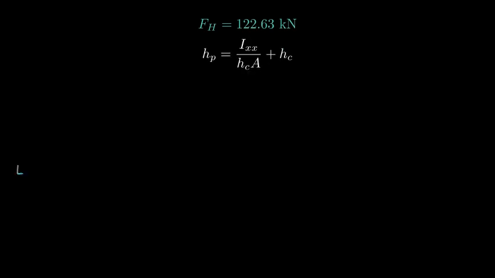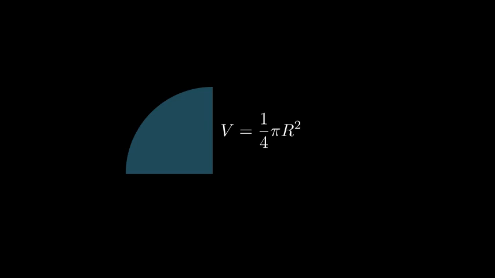But where does this force actually push? We calculate the center of pressure, HP, for our rectangle. It acts at 3.33 meters deep. Now for the vertical force. We need the weight of the water sitting inside this quadrant shape. With a volume of about 19.6 cubic meters, the total weight, the upward force, is 192.62 kilonewtons.